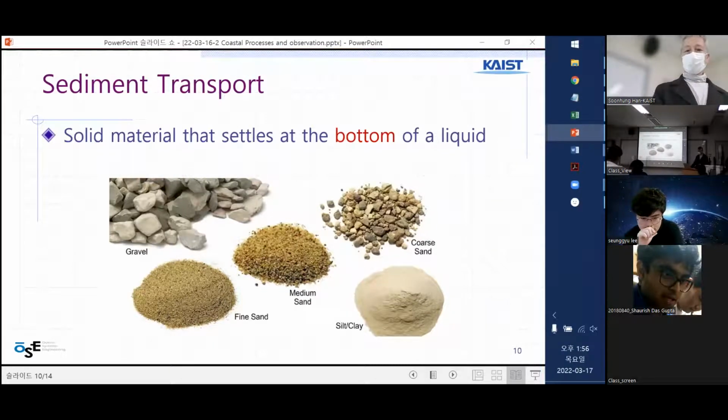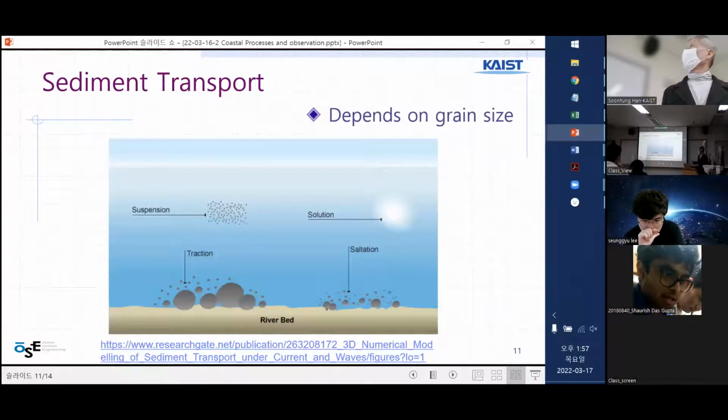Sediment transport. So because of this kind of water movement along and around the shore side, the solid material settles down at the bottom of the liquid. But the size is different. Fine sand, the clay is smaller, medium, coarse, and gravel. And so transport, depending on the size and weight, there is a suspension of clay, grain size, depending on, and also the final one can be a solution into the water.